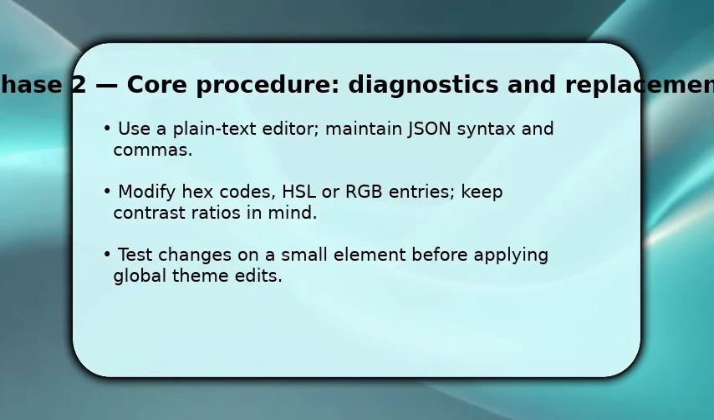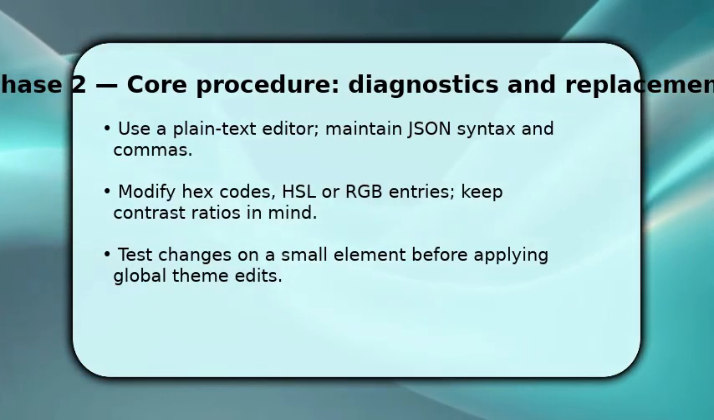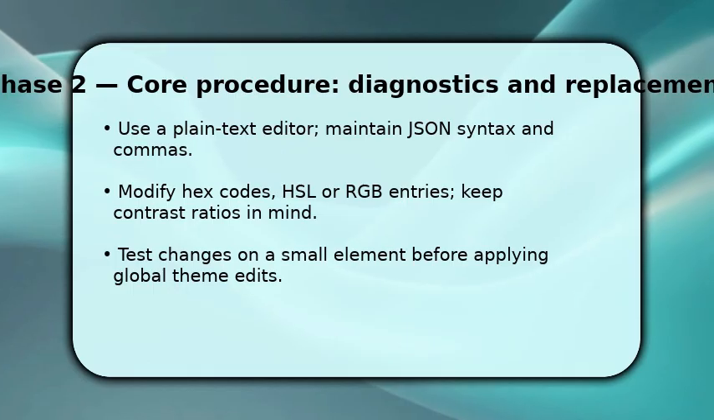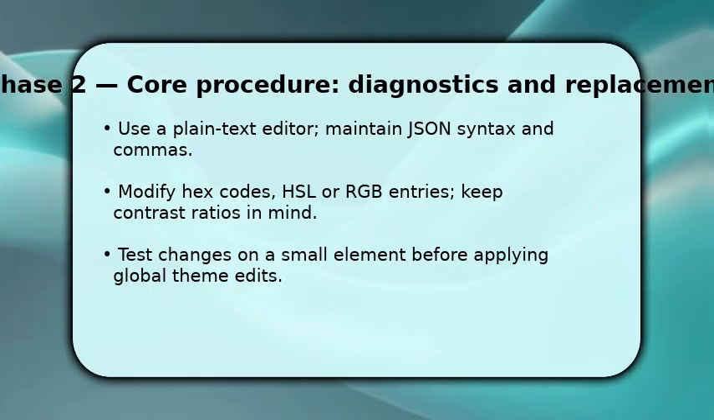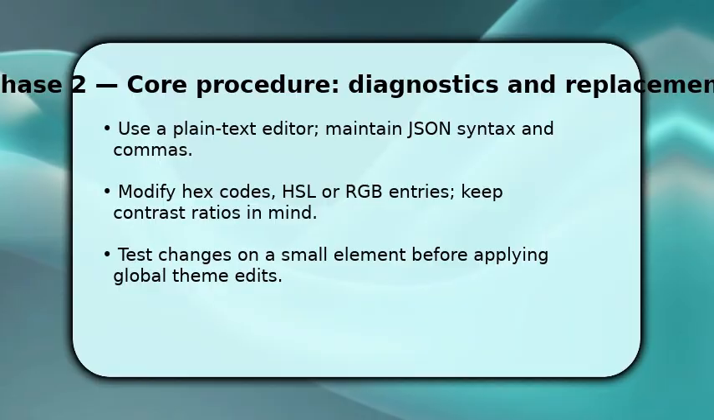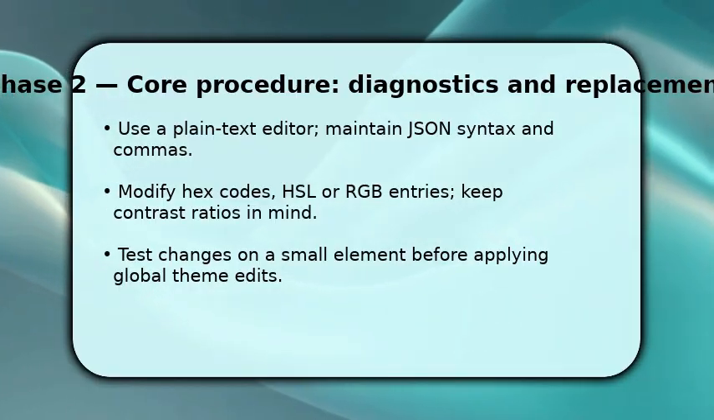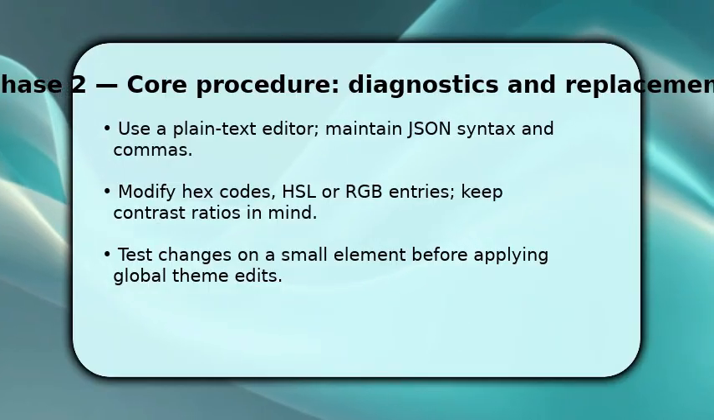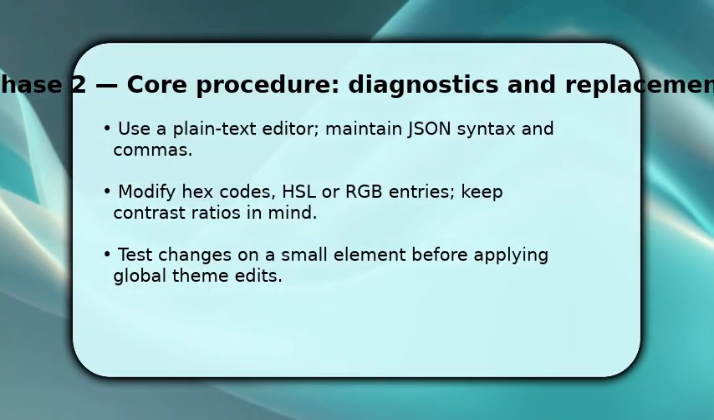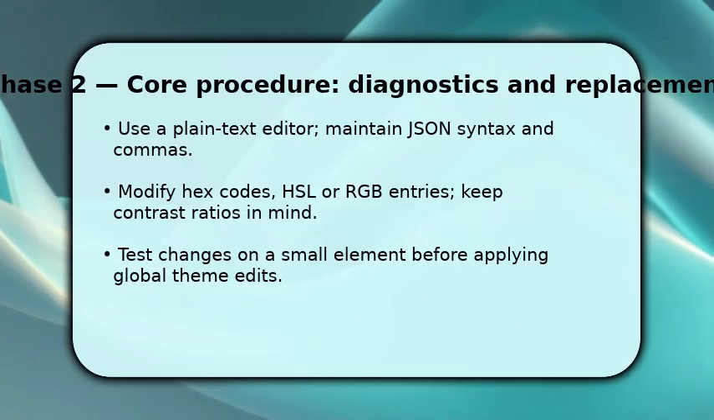Now you edit the color values directly. You should use a plain text editor to preserve formatting and observe JSON syntax. Commas, braces, and quotes must stay intact. Change hex codes or RGB/HSL values. I explain why contrast ratios matter and how to pick accessible foreground and background pairs.